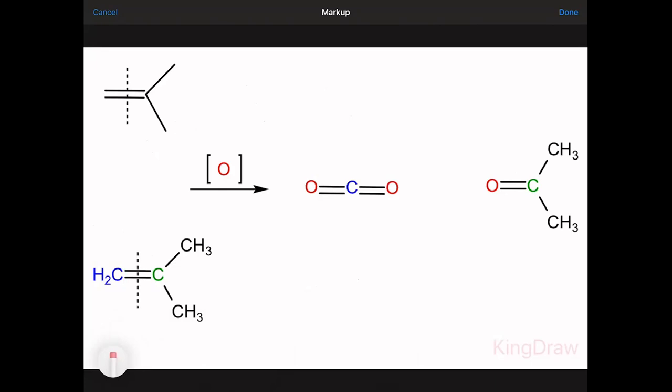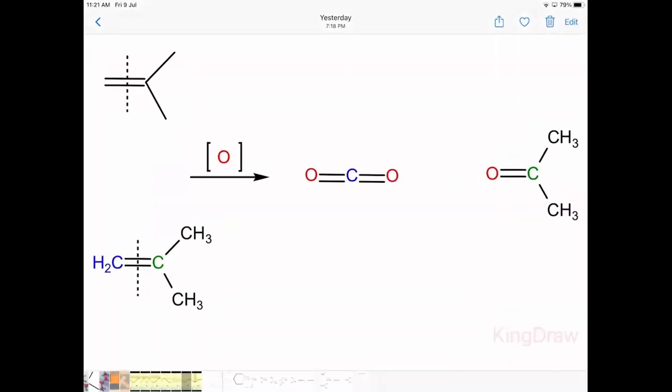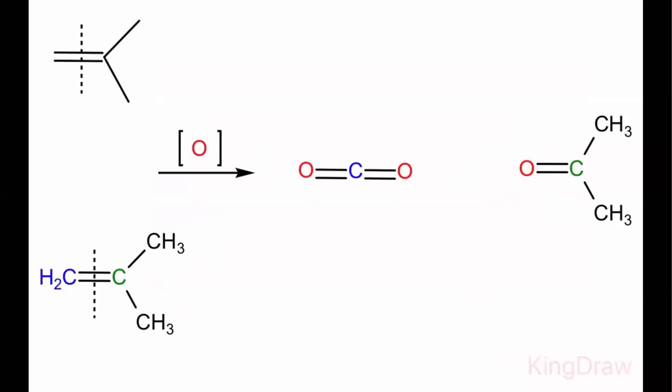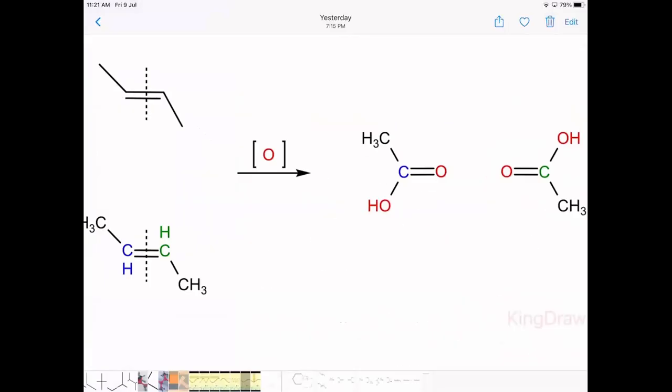Yeah, everyone happy with that? Can you see that we can't get away with adding a double bond oxygen? Yep. So we always add a double bond oxygen. So let's have another example. Let's have a look at this example over here.